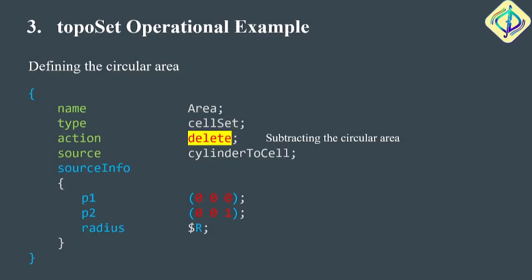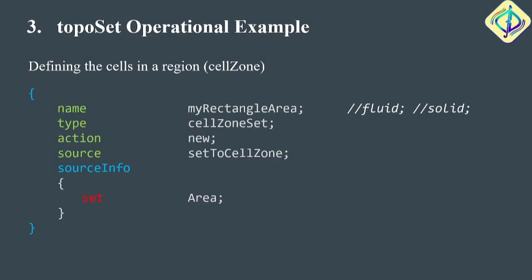Again, as I said, over here you're deleting this circular area, so that's why we're using the action delete. Once you've defined the rectangular area, and then defined your cylindrical area, and you want to delete that cylindrical area, you will want to create a zone or a region. In this, we are specifying everything that is within those two.